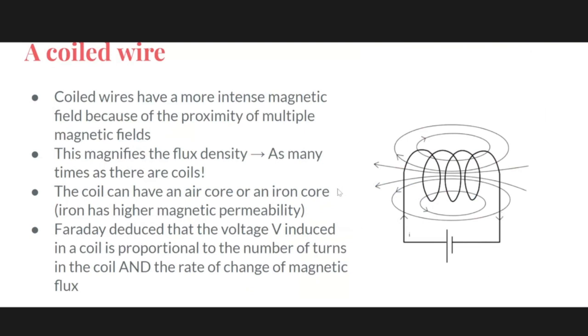Again, we were talking about different materials that you can have as the core of the coil. Iron has a higher magnetic permeability, so putting the coil on an iron core will increase the flux density. Faraday deduced that the voltage induced in the coil is proportional to the number of turns in the coil and also the rate of change of magnetic flux.